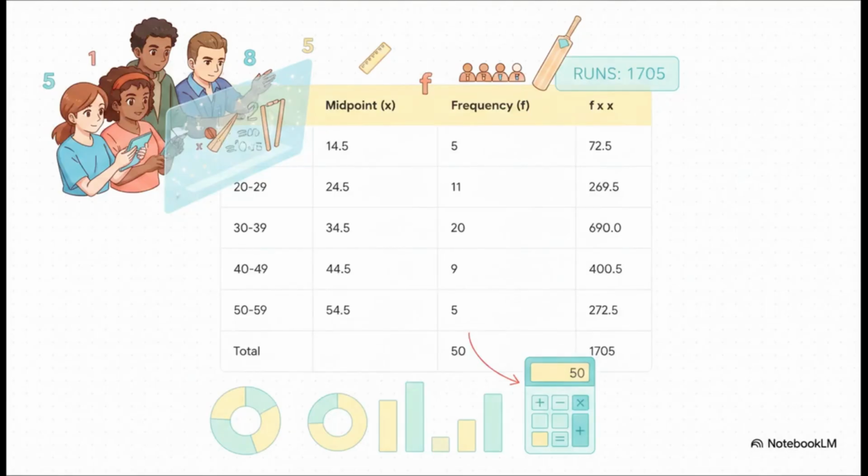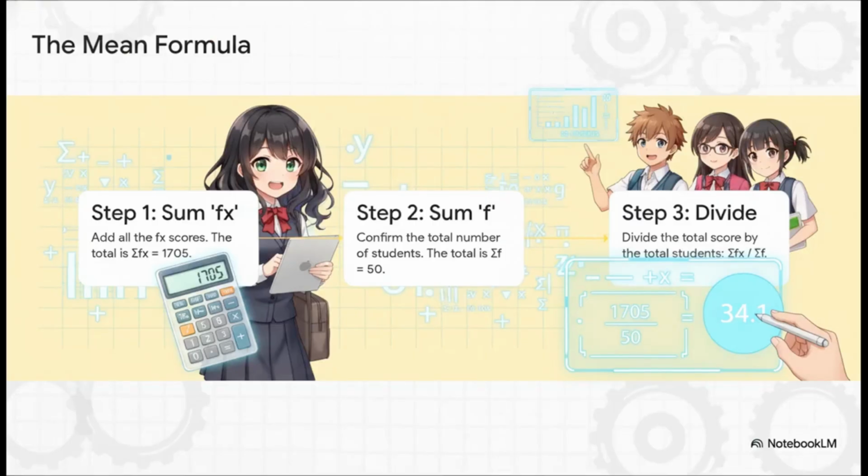Okay, let's look at how we build this average. It's simple. We find the midpoint for each interval. That's our x. Then we multiply that by the frequency, f. That's just the number of students in that group. That gives us the fx score. Think of this like calculating the runs scored in each over of the test. And the formula? It's just a simple three-step play.